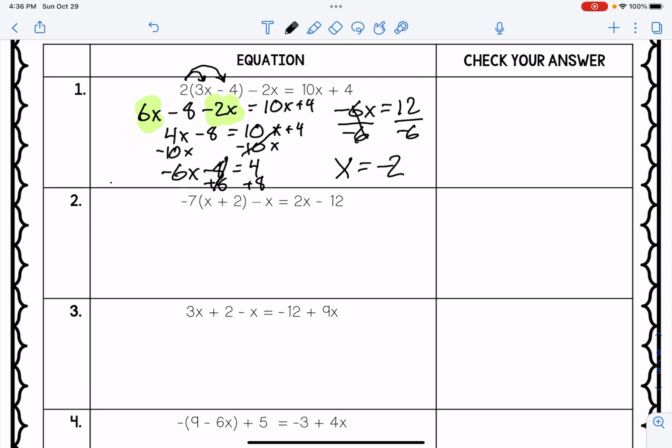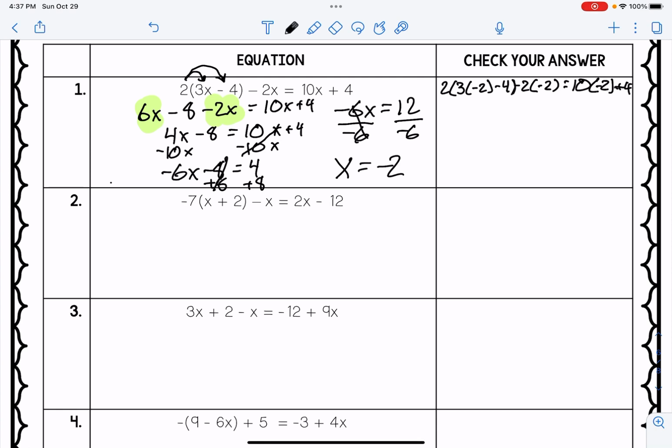Now this is asking us to check our answer. So everywhere there's an x in my equation, I'm just going to replace it with that negative 2. So 2 times (3 times negative 2 minus 4) minus 2 times negative 2 equals 10 times negative 2 plus 4. Let's see if these things are indeed equal. I forgot a parentheses. There we go. Now we're in good shape.